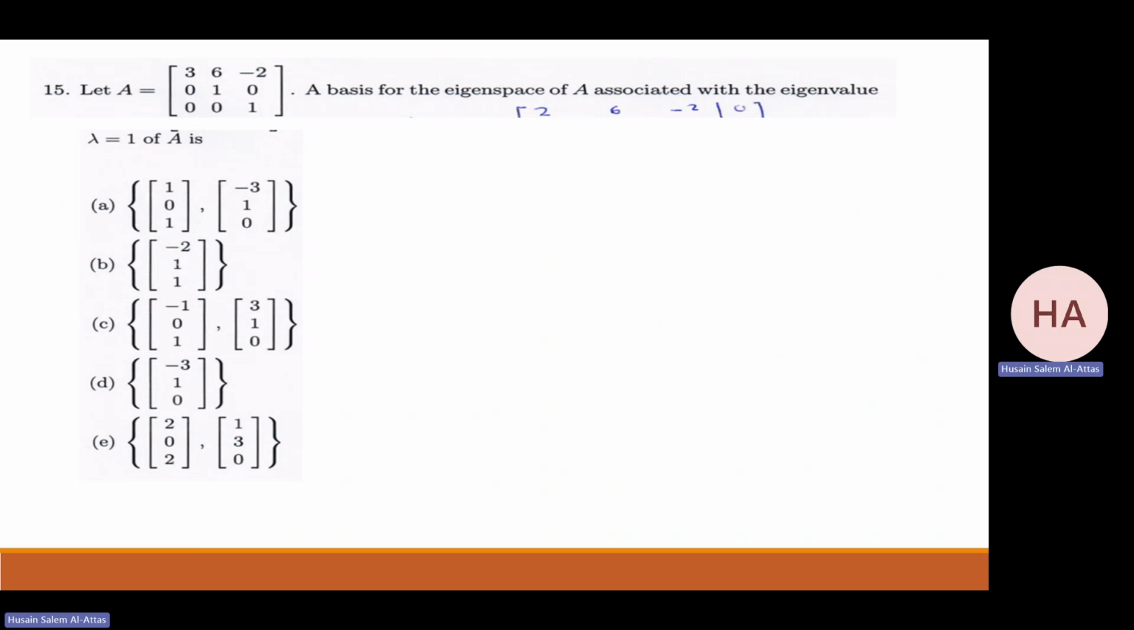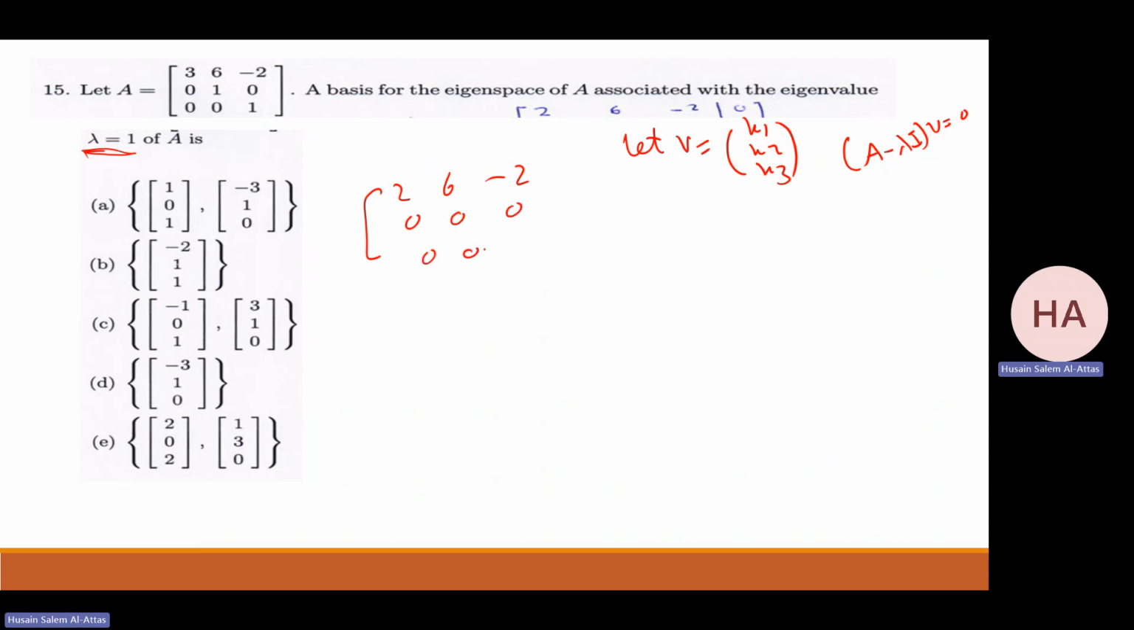Let a basis for what eigenvalue? Lambda equal 1. Okay, so we'll do this. Let V be K1, K2, K3. I need to solve A minus lambda I times V equals 0 for lambda equal 1. So what I have is 2, 6, minus 2, 0, 0, 0, 0, 0, 0, that times K1, K2, K3 is equal to 0, 0, 0.